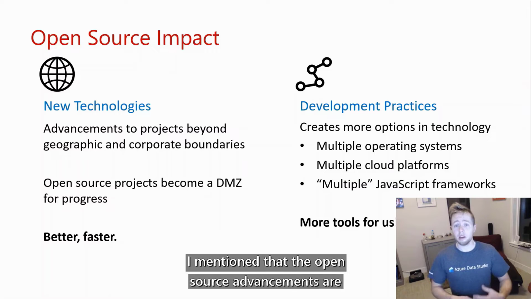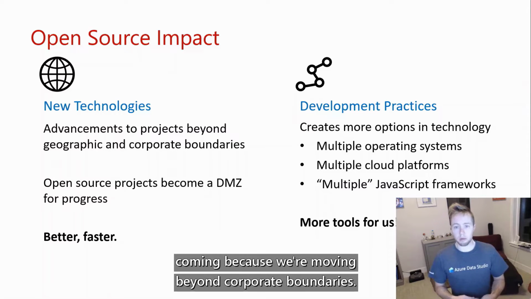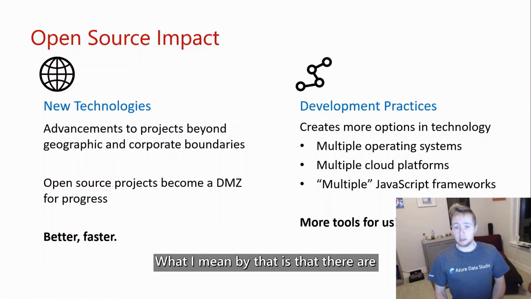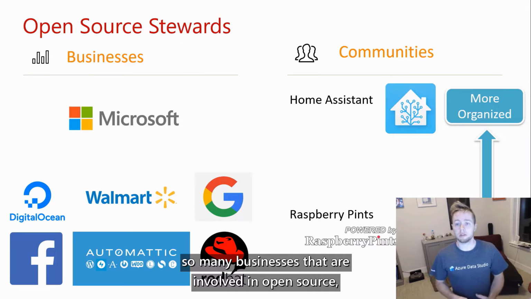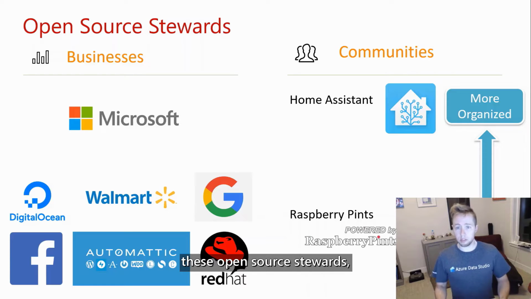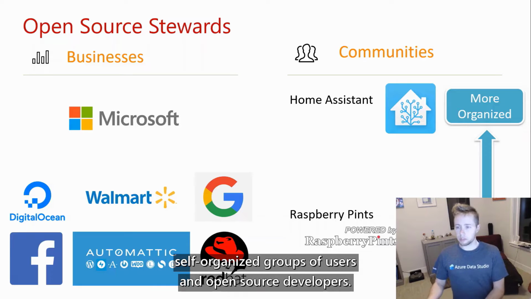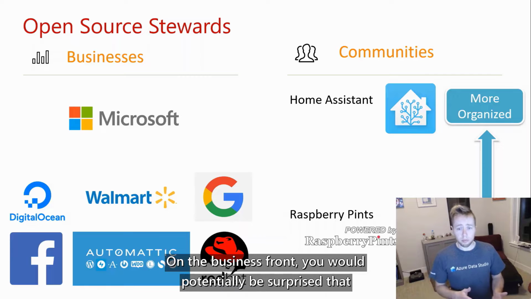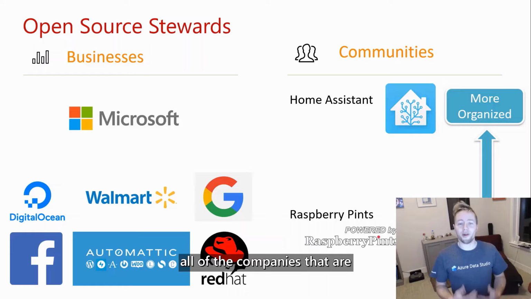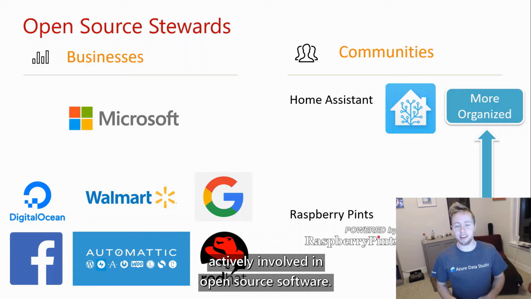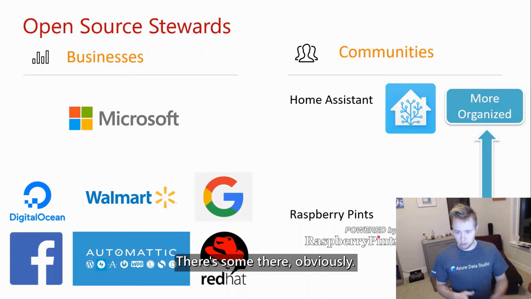I mentioned that the open source advancements are coming because we're moving beyond corporate boundaries. And what I mean by that is that there are so many businesses that are involved in open source, these open source stewards. These can be businesses and these can be communities, self-organized groups of users and open source developers. On the business front, you would potentially be surprised at all of the companies that are actively involved in open source software.